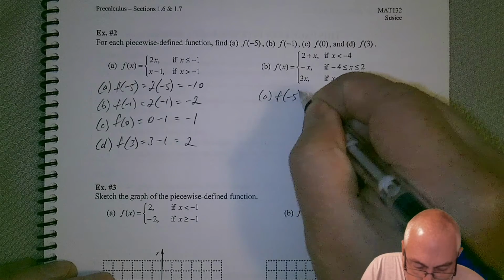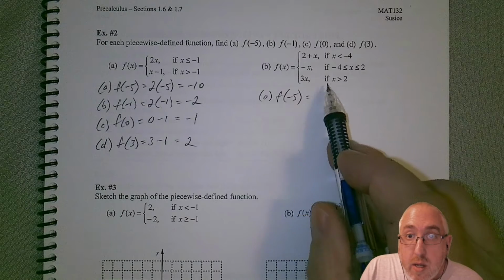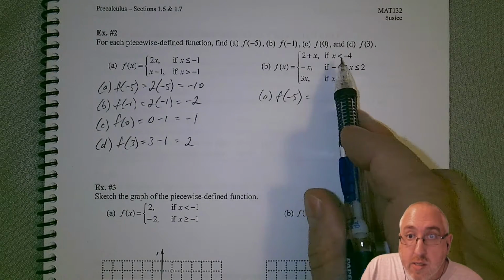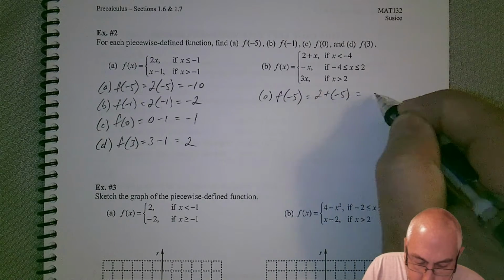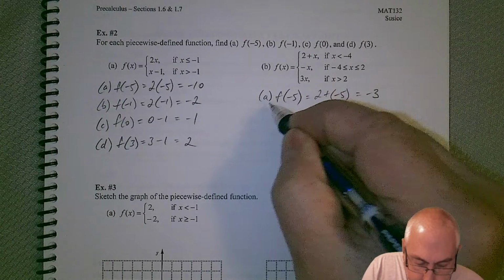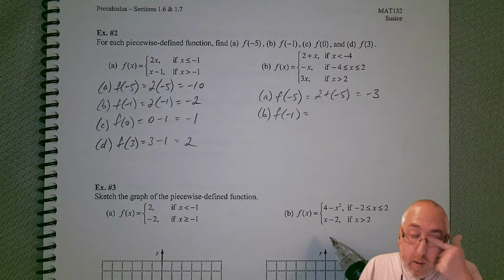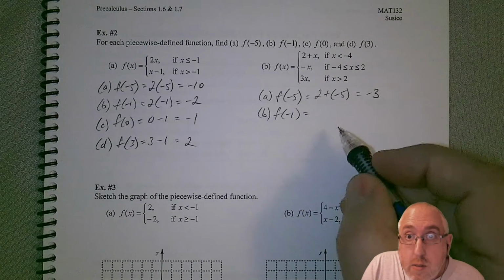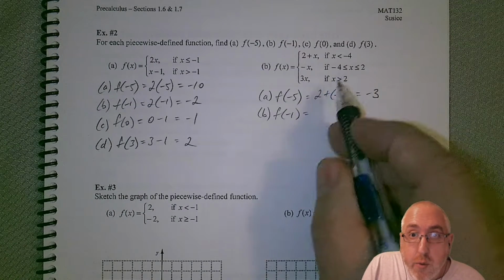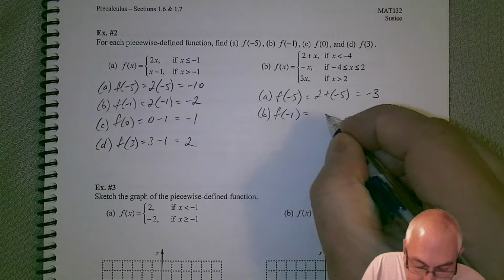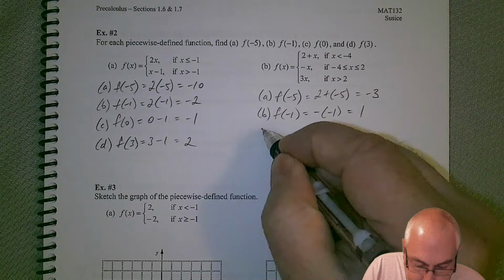So f of -5. So let's see, where are we going to go? Which branch? Looks like this first one because it's less than -4. So 2 plus a -5 would be a -3. F of -1, let's see, -1 belongs in this middle branch, right? It's between -4 and 2, so we just have to negate x. So be careful, those negatives. So we'll get a +1 from that.